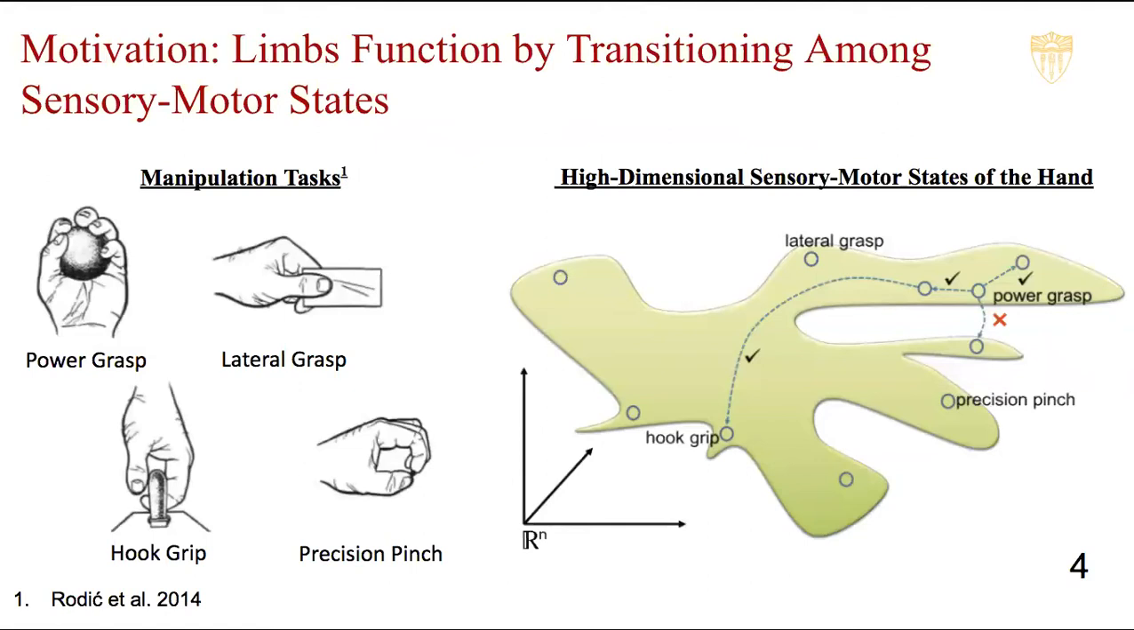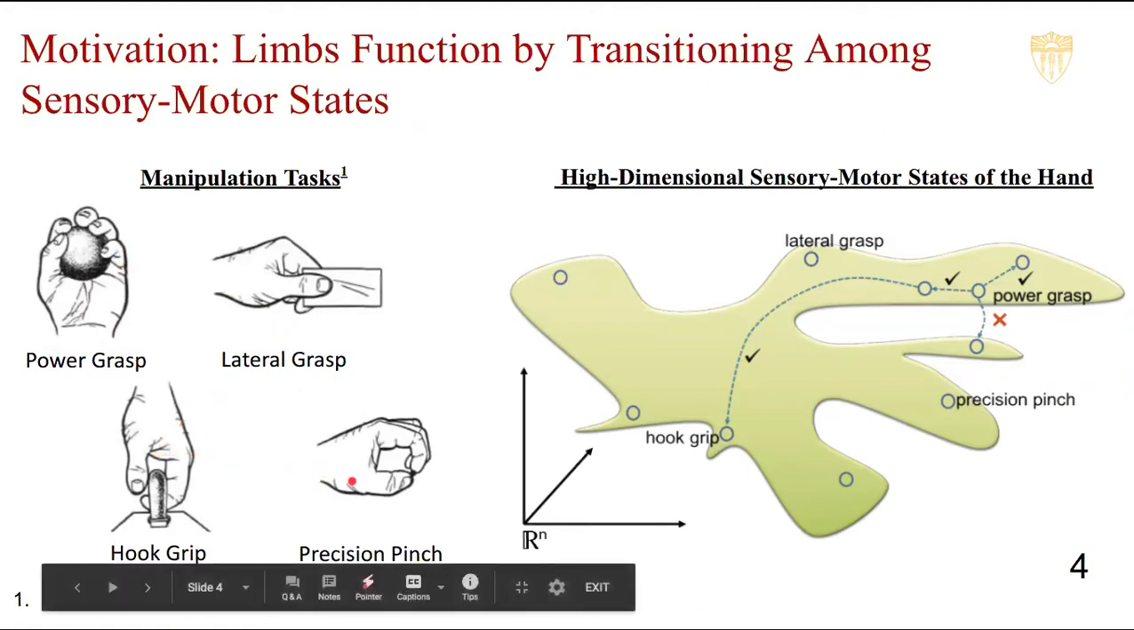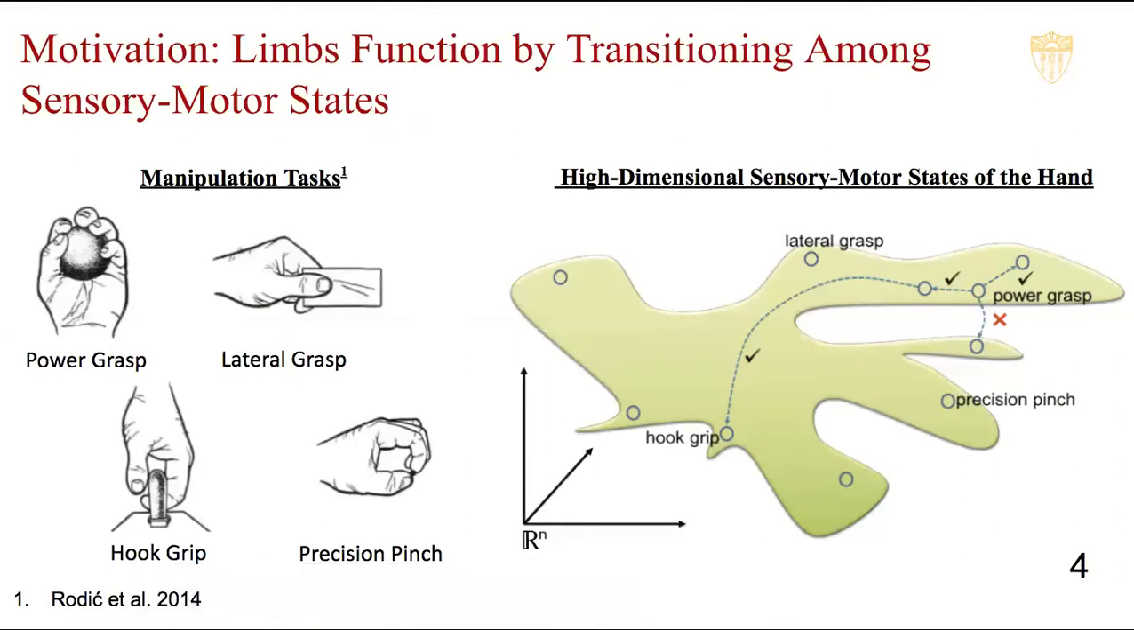Our motivation for applying Gestalt to sensory-motor dynamics starts with limb functions and their transitions from one state to another. Consider the hand and various manipulation tasks such as the power grasp, lateral grasp, hook grip, and precision pinch. Each grip or grasp provides a unique sensory-motor state of high-dimensional afferent inputs and efferent output commands.